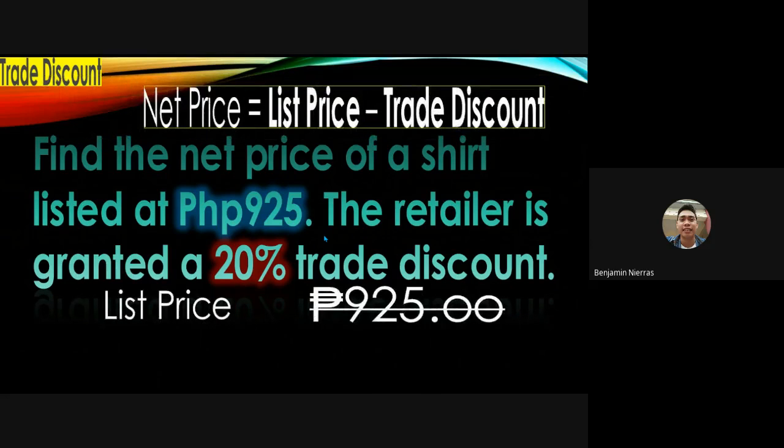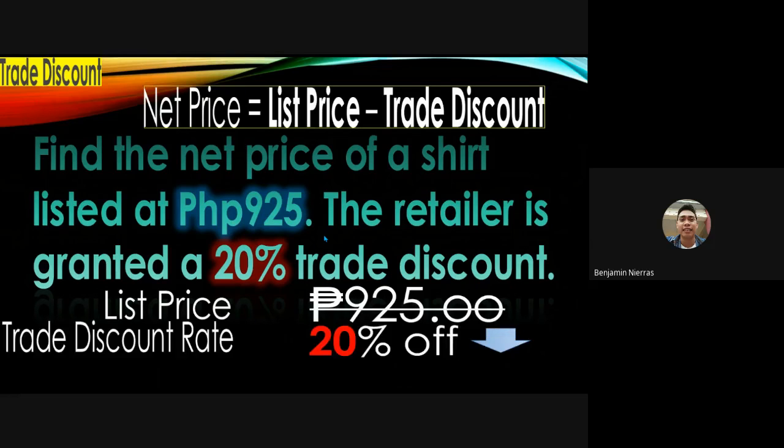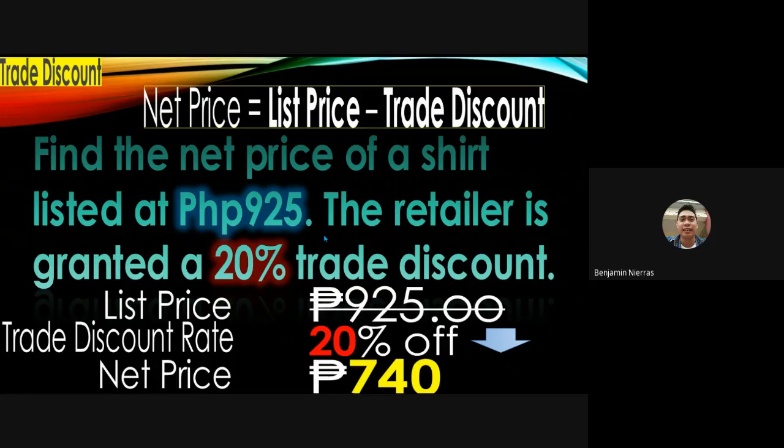Next, let's write this in the simplest form. So we have a list price or tag price of 925 pesos. Okay, 20% off, or you were given a trade discount because, let's say, you are loyal. So, your net price will be 740 pesos. That is all you will pay.